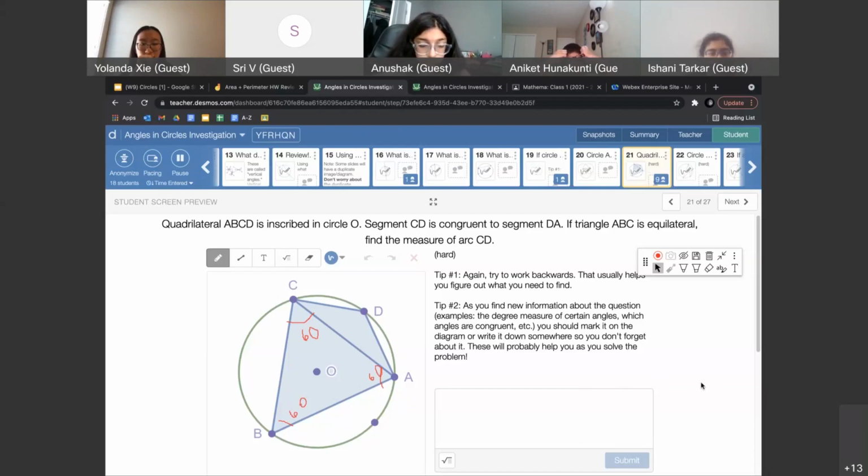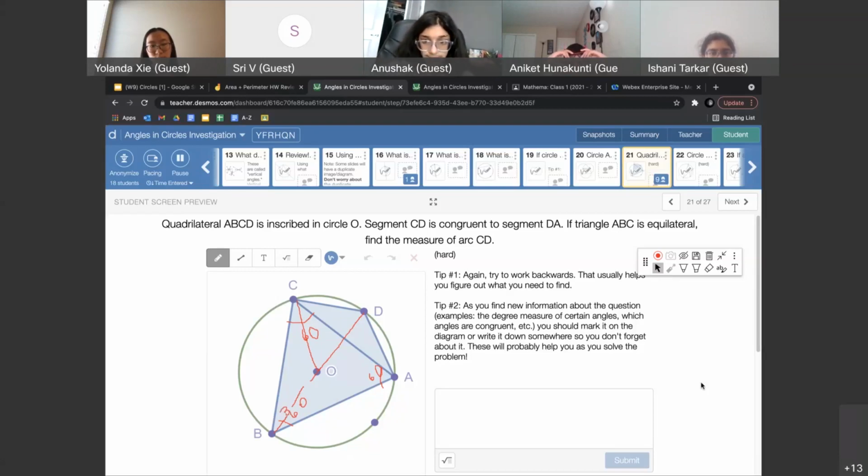So we're trying to find the measure of arc CD, right? What we can do is find the measure of an inscribed angle, and twice of that will be the measure of angle COD, or the measure of arc CD. So we can use CBD as the inscribed angle, and in this scenario we will get 60 divided by 2, which is 30.